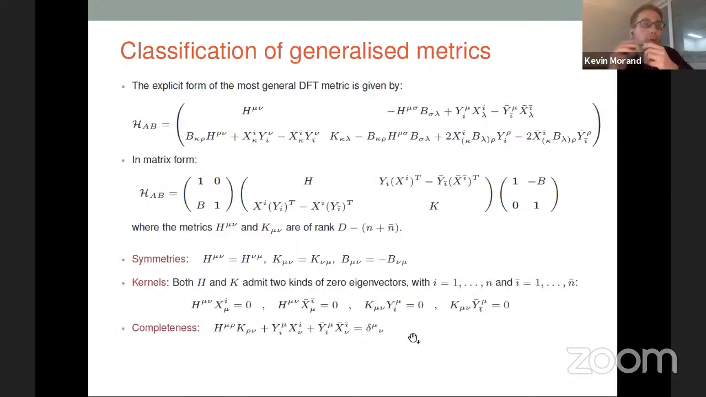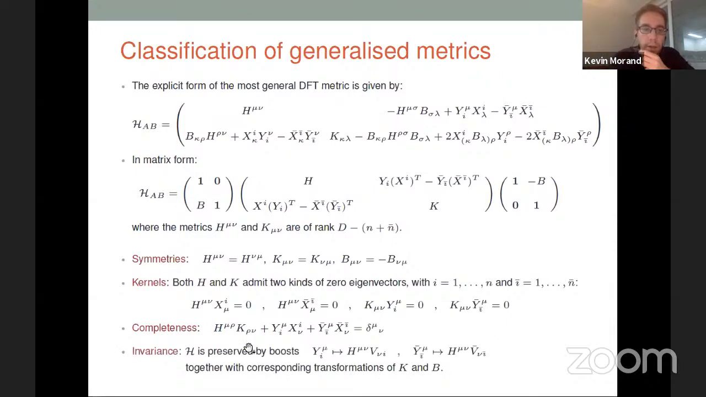This is very analogous to what happens in Newton-Cartan geometry, where we have the same kind of completeness relation. And also similarly to Newton-Cartan and Carroll geometry, we have a boost symmetry acting on these fields, which will shift the Y and Y bar vector fields by some kind of spacelike vector field. So this is the equivalent of the so-called Milne boost or Galilean boost in Newton-Cartan geometry. And this will preserve the form of the generalized metric, provided that we transform K and B also in an appropriate way.